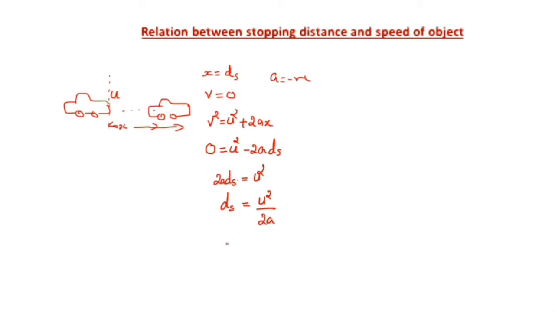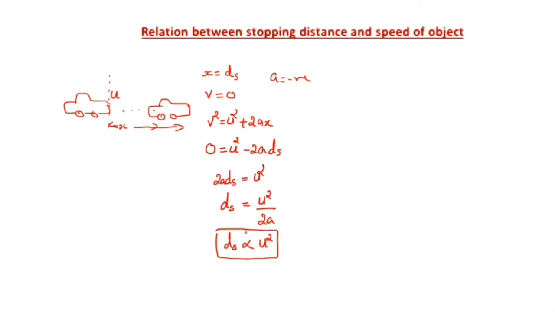Imagine the retarding force is constant. That means the person is applying the same force, so the deceleration becomes constant. In this case, you can write this equation: stopping distance is directly proportional to the square of the initial speed. This is the relation between stopping distance and the initial speed of the object. So stopping distance depends upon what? The initial speed. If the initial speed is much higher, the stopping distance also will be more. In a practical situation, it may cause an accident on the road, right? So stopping distance is directly proportional to u square.